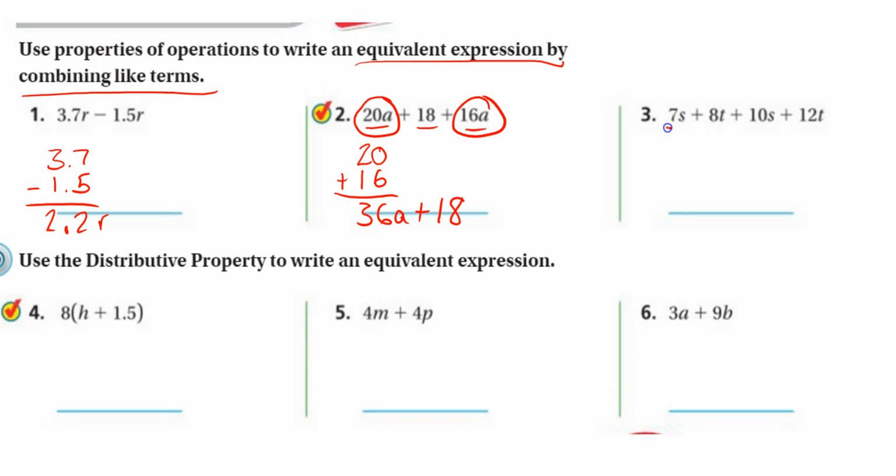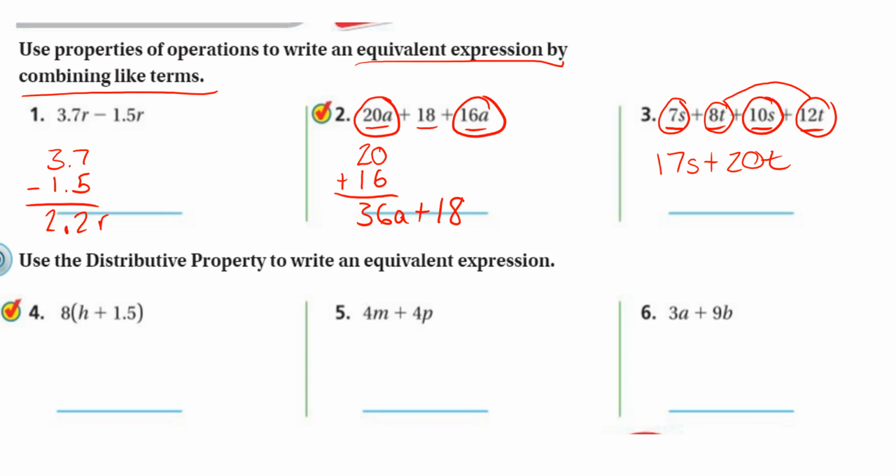Okay, number 3, we have 1, 2, 3, 4 terms. Remember, terms are separated by addition or subtraction signs. So I have 4 terms. The 7s and 10s both have the same variable and the same exponent, so I can combine these two. 10 plus 7 is 17, keep the s, plus, and then 8t plus 12t, they both have the same variable and the same exponent, so I can combine these two as well. 8 plus 12 is 20, and then keep the t.